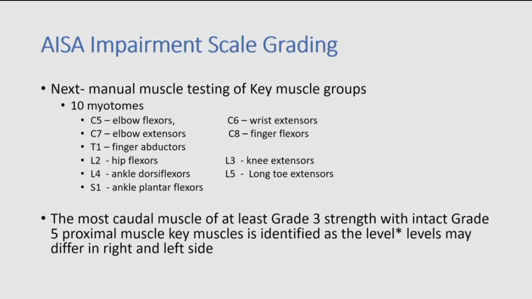The next thing we do is manual muscle testing of the key muscles, the 10 myotomes: C5 elbow flexors, C6 wrist extensors, C7 elbow extensors, C8 finger flexors, T1 finger abductors, L2 hip flexors, L3 knee extensors, L4 ankle dorsiflexors, L5 long toe extensors, and S1 ankle plantar flexors. So, again the most caudal key muscle of at least grade 3 strength, with intact grade 5 strength in the proximal key muscles, is identified as the level, and the levels may again differ in right and left.